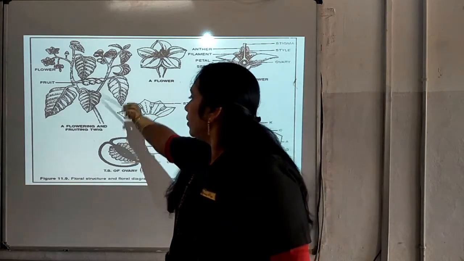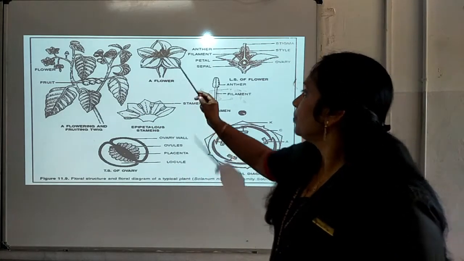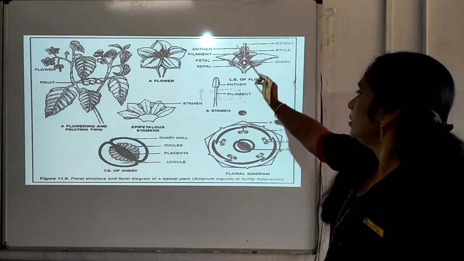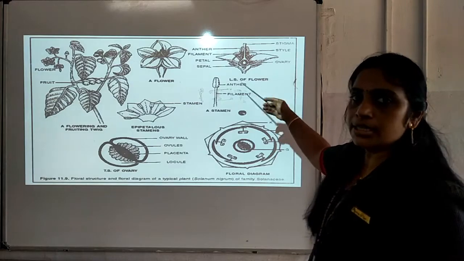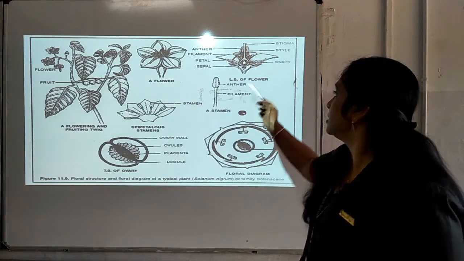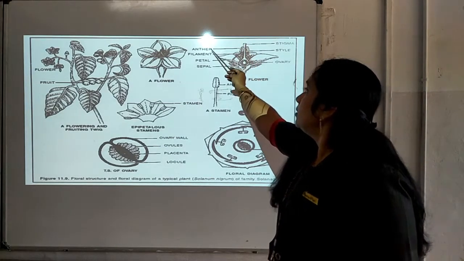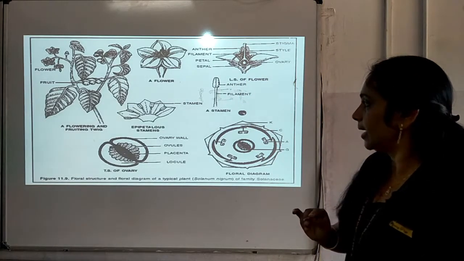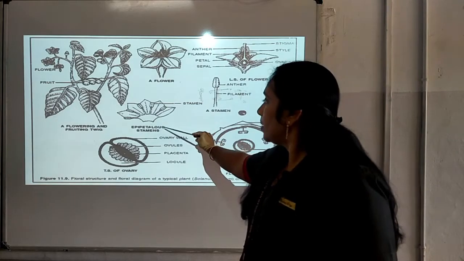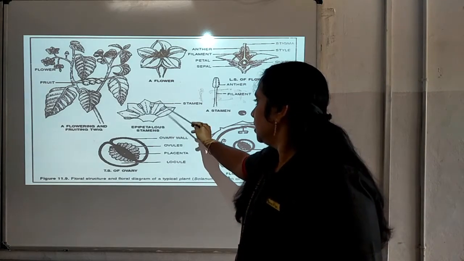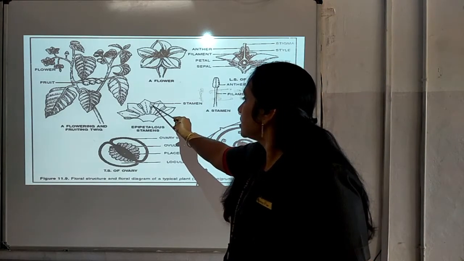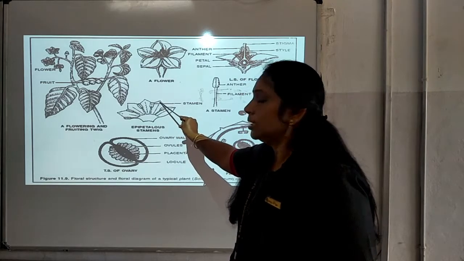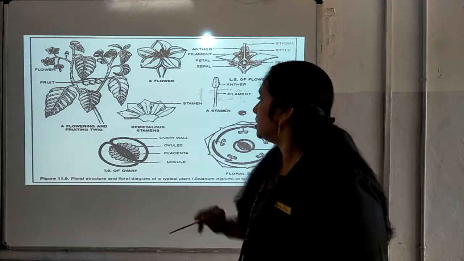Here the flower is seen, and when a longitudinal section of the flower is taken, you can see the anther, filament, petal, sepal, stigma, style and ovary. In the case of epipetalous stamen, as we have said, you can see the stamens are joined with the corolla, the petals, isn't it?